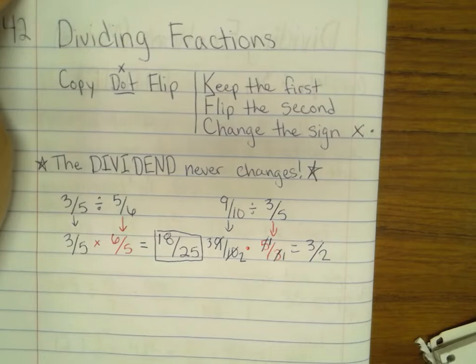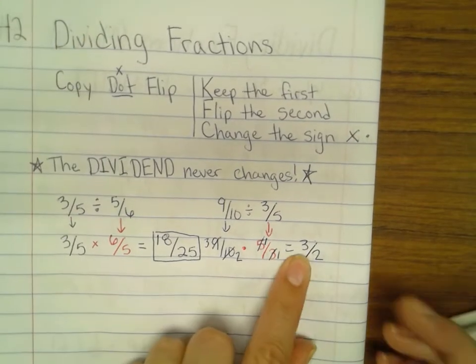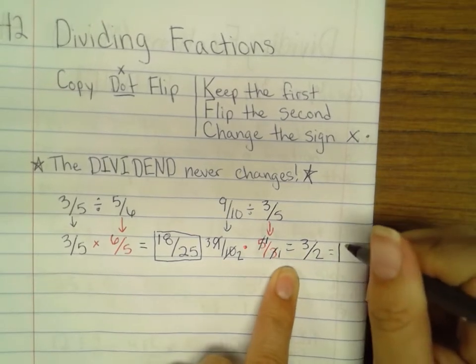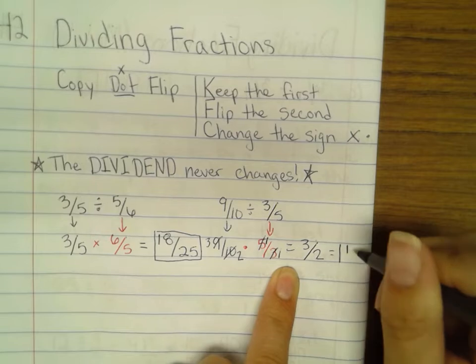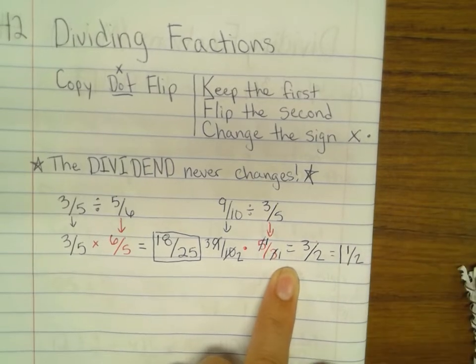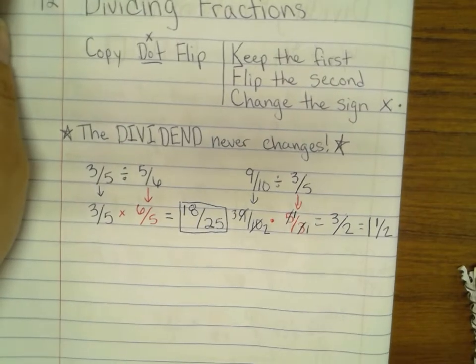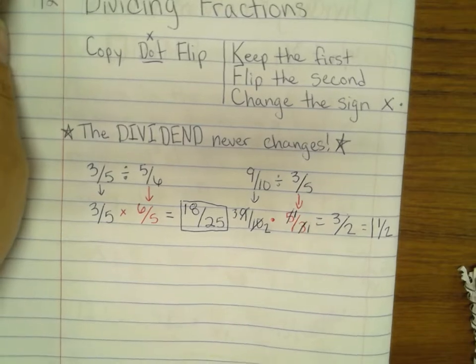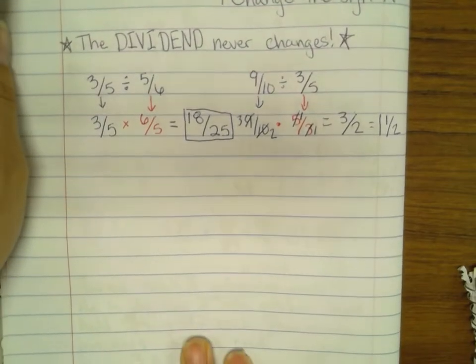Now because this is an improper fraction, I want to make it a mixed number. 2 goes into 3 one time, so I have 1 whole unit. And then I have 1/2 left over. So as you can see, dividing fractions is not hard at all, as long as you remember the tricks and you remember how to multiply fractions. Okay, now where would we use this?